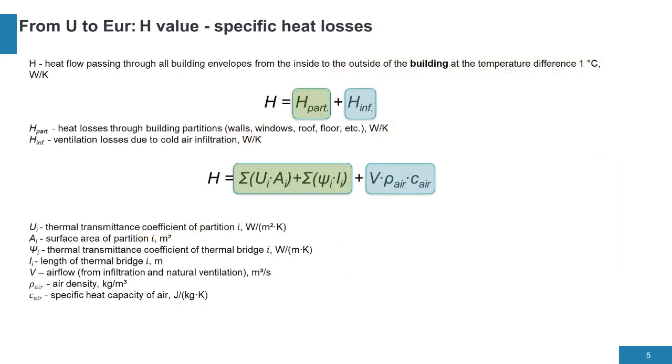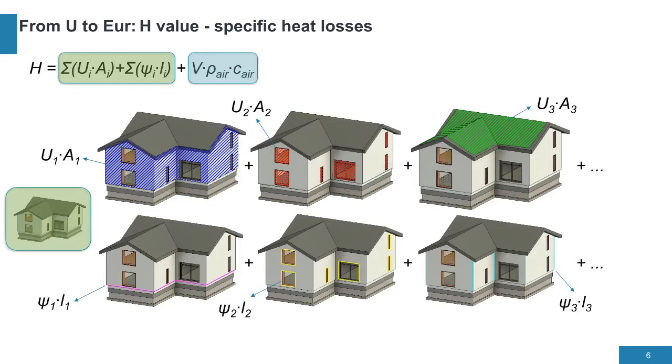Here, you can see the same information expressed using equations. To determine the specific heat loss, we need to know the thermal characteristics, U values, of the partitions, walls, windows, roofs, etc., and their areas, the thermal characteristics of building thermal bridges, psi value, and their lengths, and the amount of air that can infiltrate the building or be supplied for natural ventilation. Some of the variables, U value, partition area, you already know, and we will get acquainted with the unknown ones in the next steps.